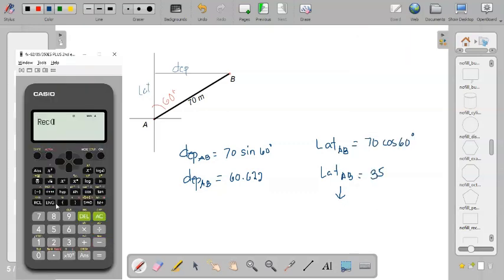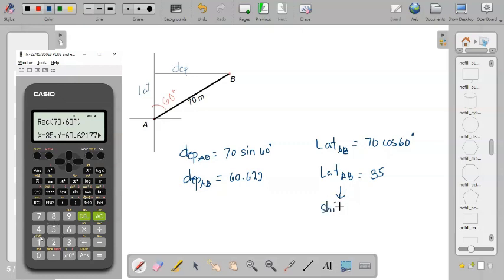Okay, so shift, rectangular. Can you see this rec? We need the rectangular, and then you enter the distance, which is 70, then comma. Your comma is here. And then enter the angle, which is 60 degrees. Enter. Okay, so your latitude is 35 and it's positive.